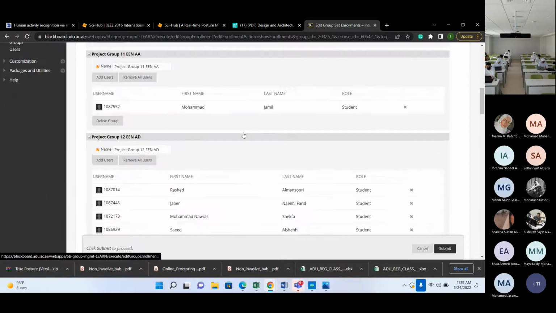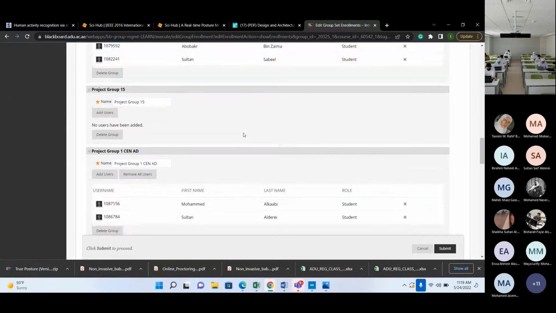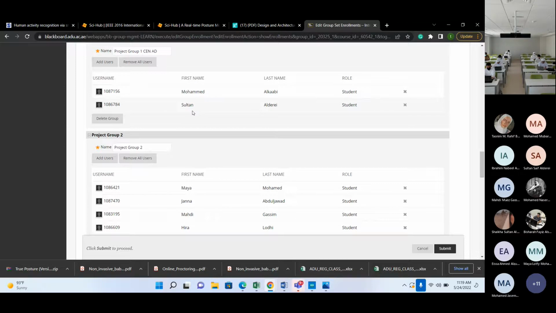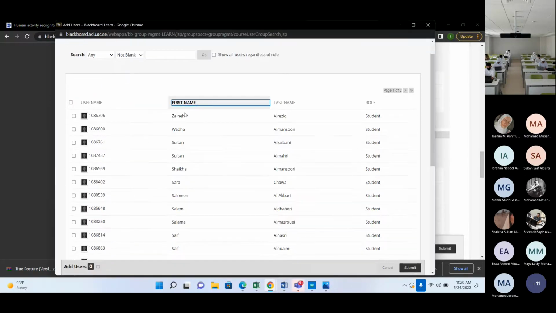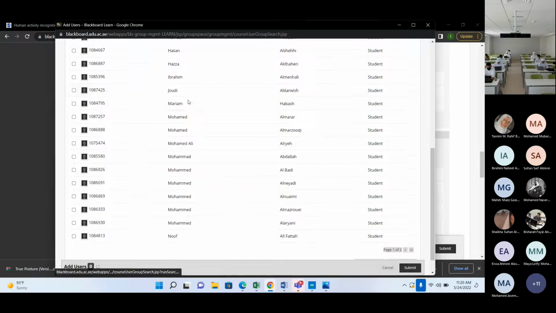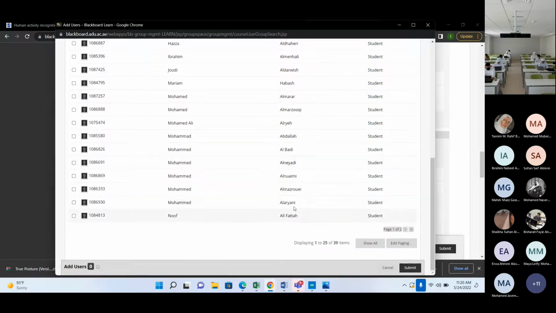Where was group number 1? Okay, group 1, Sultan Al Diri and Muhammad Al Kaabi. You both are computer engineers, right? Okay, so what was your name, the computer engineering student who just said that he does not have a group? Muhammad Al Marab. You're in Abu Dhabi, right? Yep. Okay, Muhammad, can you see your name here? Yes. Okay, there you go.